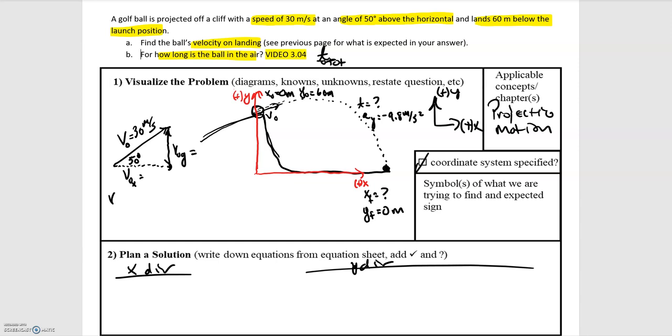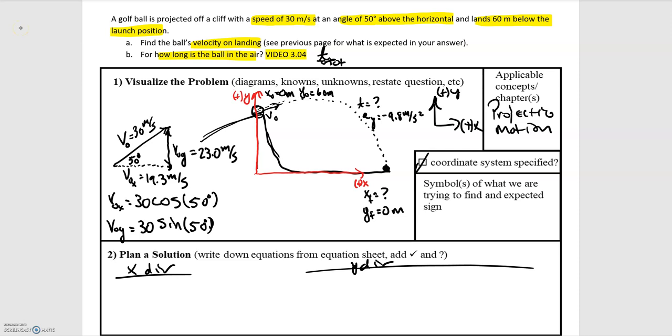Using SOHCAHTOA, we can solve for those components. V naught x is going to be equal to 30 cosine of 50 degrees, and V naught y is equal to 30 sine of 50 degrees. And so doing the math, those come out to 19.3 meters per second for the initial component in the x direction, and 23.0 meters per second for the initial component in the y direction.